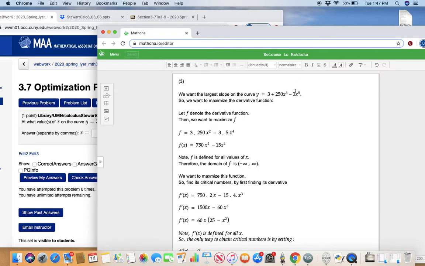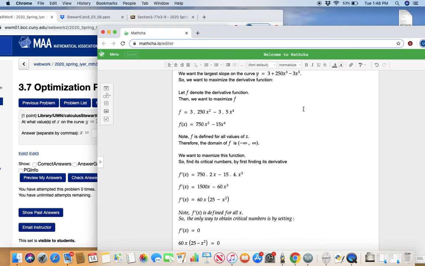So what is the derivative here? Well, this gives me 0. This gives me 3 times 250 x to the power 2 minus 5 times 3 x to the power 4. So that gives me 3 times 250 is 750. 3 times 5 is 15. Power is the same, x squared, x to the 4. So this is my function. I wish to maximize it.